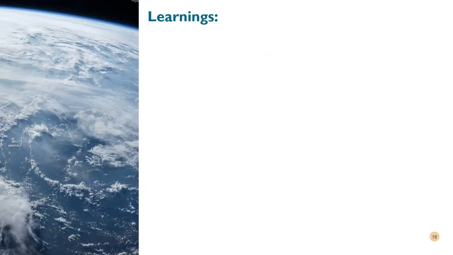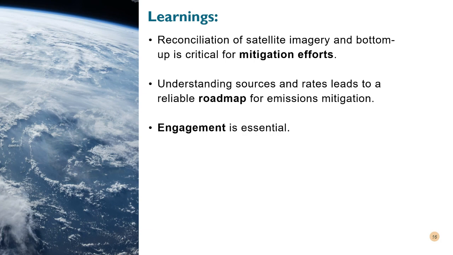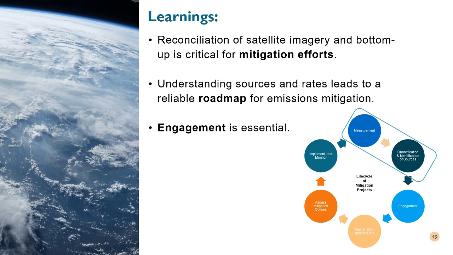There are a couple of learnings that we can take from this study. One of them is that reconciling the satellite imagery and bottom-up estimation is critical for mitigation efforts. Understanding the source and rate leads to a reliable roadmap for these emissions mitigations. Engagement is essential. We are measuring and identifying the sources, but we need to engage and have site-specific data so that we can assess mitigation options, implement them, and monitor them, so that we can have a cleaner future.